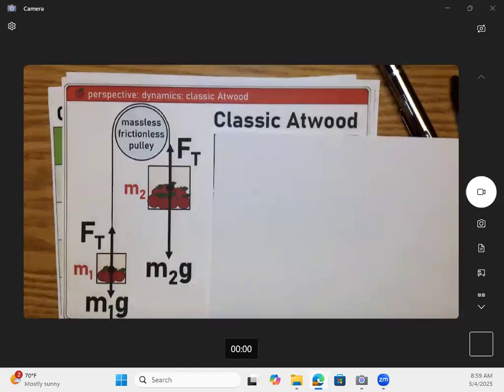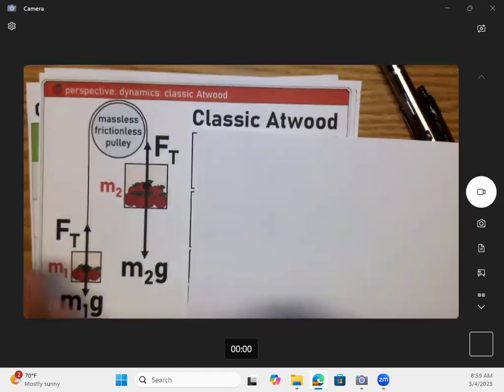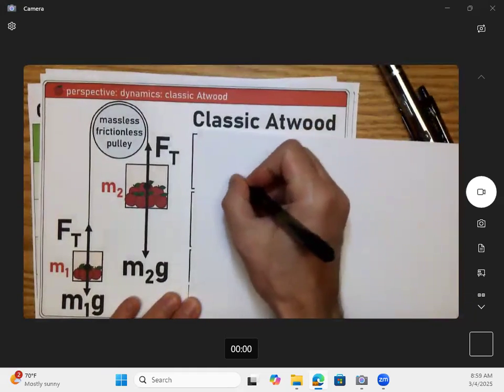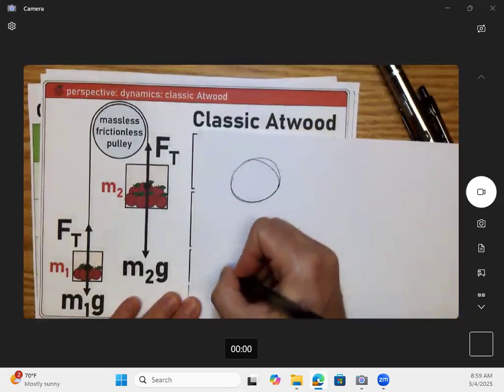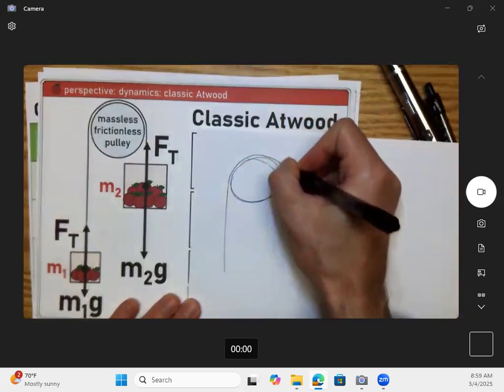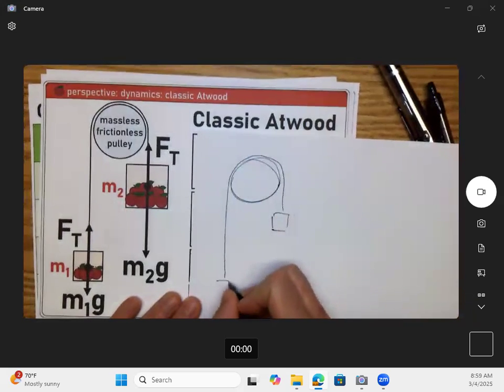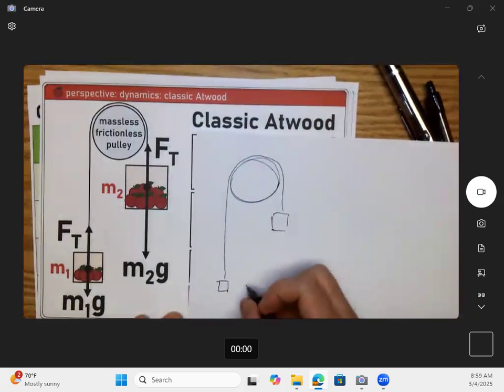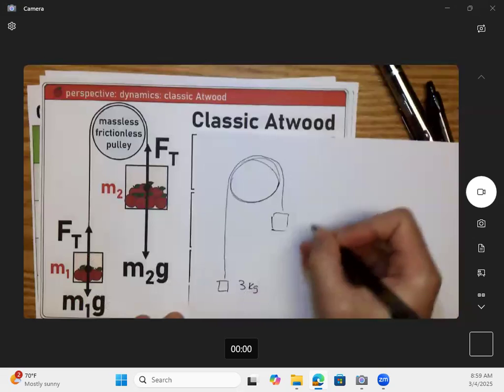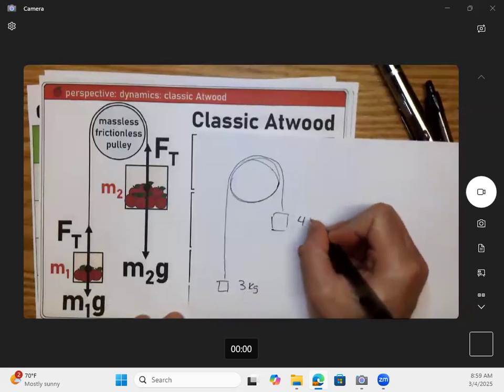We're going to do a bunch of Atwoods today. Right, you guys ready for some Atwoods? Atwood time. So let's start with the classic double elevator. Put a block up here, block down here. Let's say this mass is 3 kilograms, and this one's 4 kilograms.